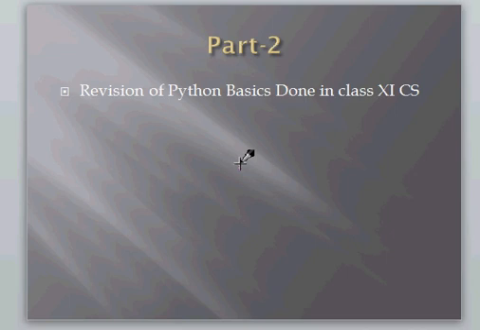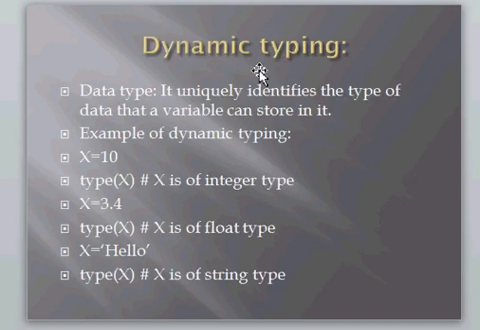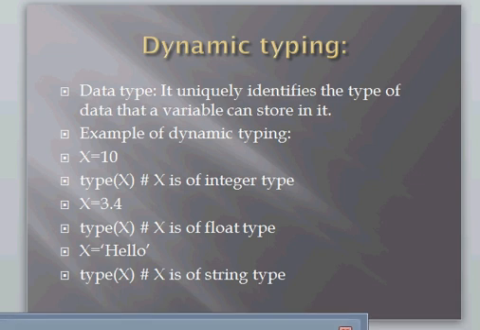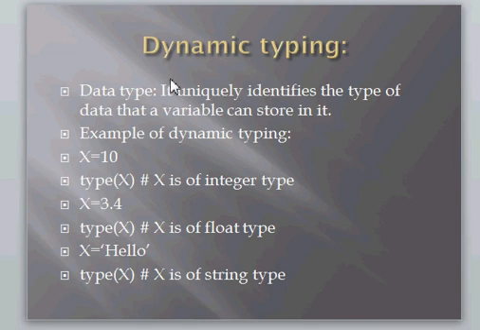So students, part 2 of revision of Python basics that you have done in your computer science 11th class is with the topic dynamic typing. Dynamic typing is involved with the knowledge that you should be able to know about data type. Data type is a thing that uniquely identifies the type of data that a variable can store in it. So I have given some examples also here, but we will try to run these examples in the IDLE screen.